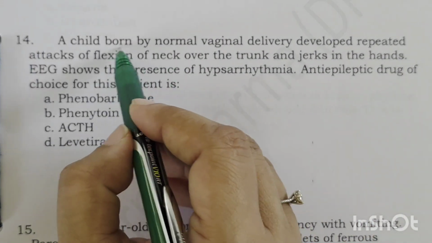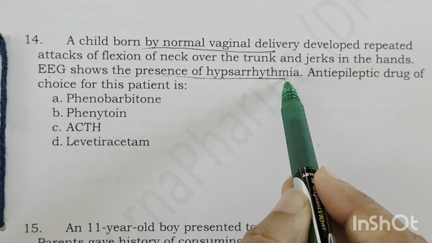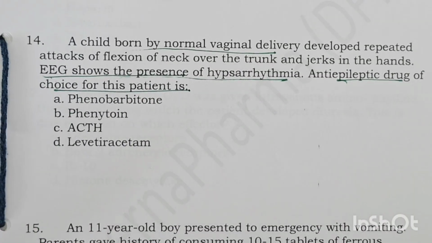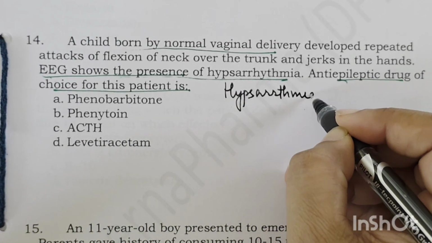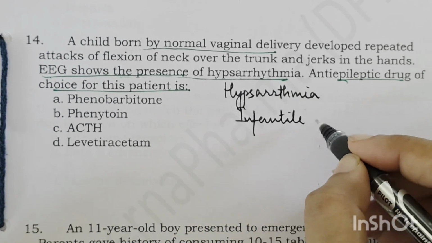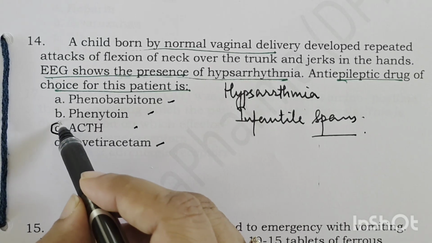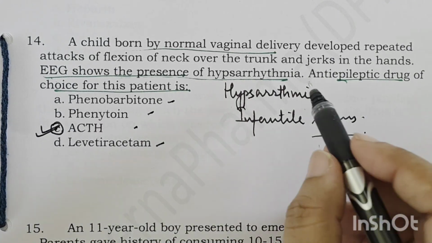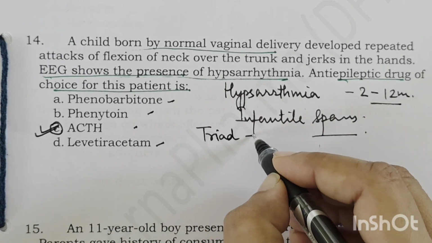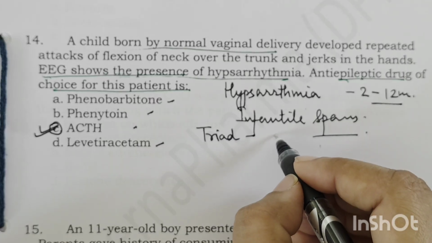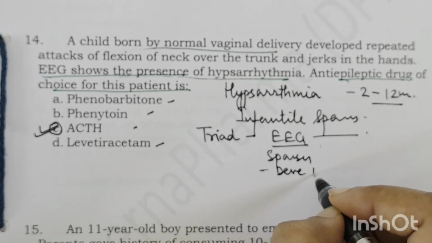Next question, a child born by normal vaginal delivery developed repeated attacks of flexion of the neck over the trunk and jerk in the hand. EEG shows the presence of hypsarrhythmia. What is the antiepileptic drug of choice for this patient? The patient has hypsarrhythmia, and this is infantile spasms. Among phenobarbital, phenytoin, ACTH, or levetiracetam, ACTH is the drug of choice. This syndrome starts between 2 months to 12 months. There is a triad of infantile spasms that occur in clusters, a typical EEG picture, and developmental regression.